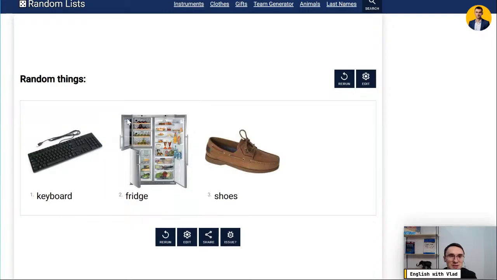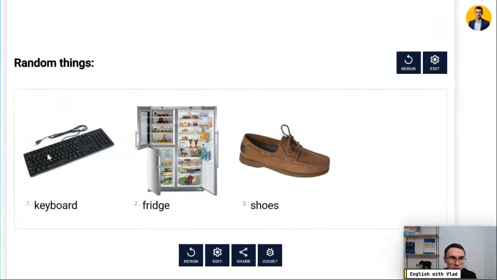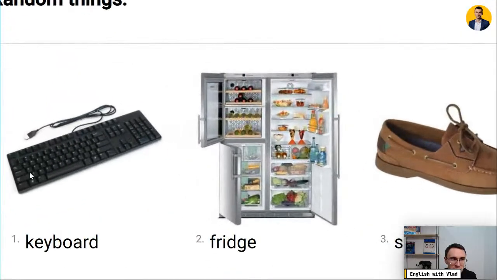All right. So these words are keyboard, and by the way, those are called keys. So on the keyboard, we have keys, and each of them has its own name, actually.